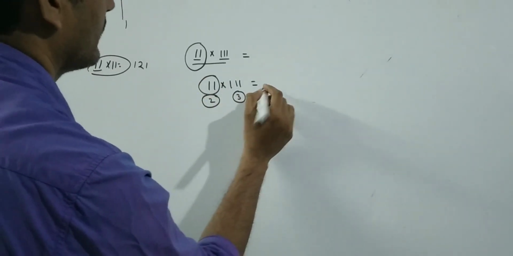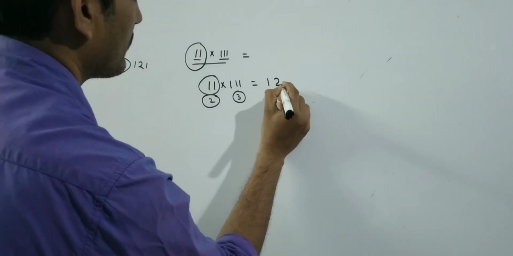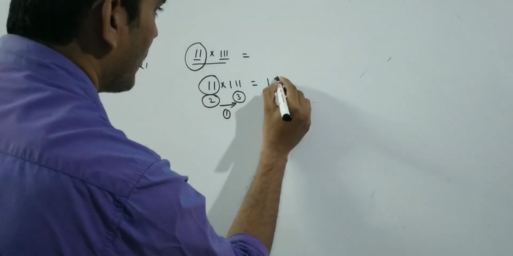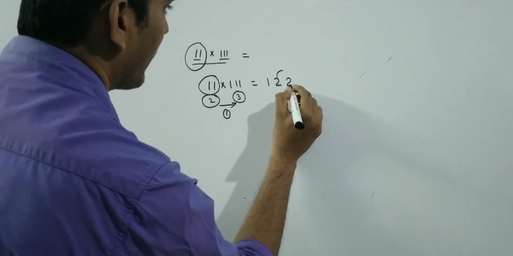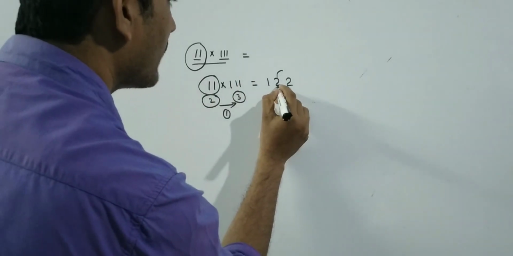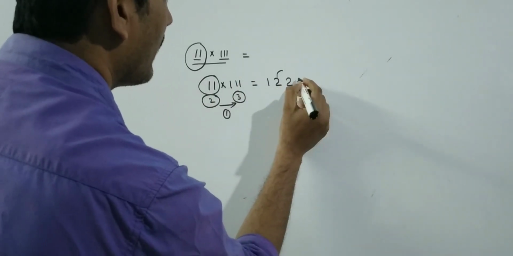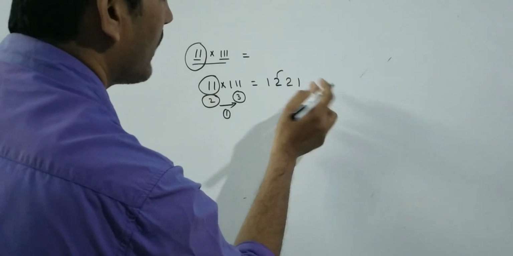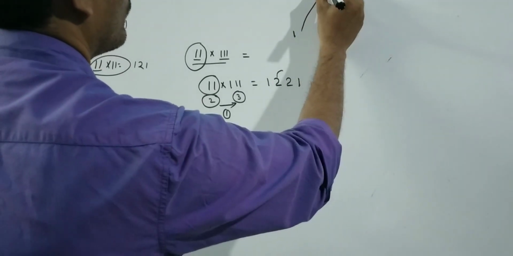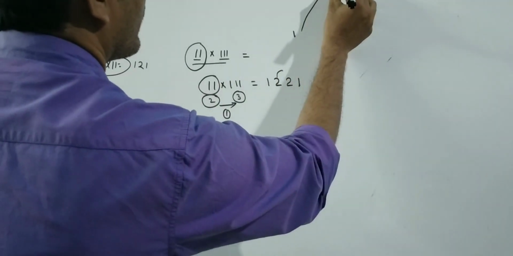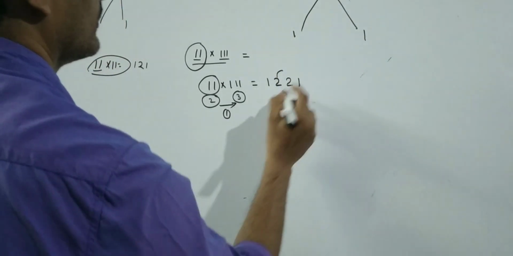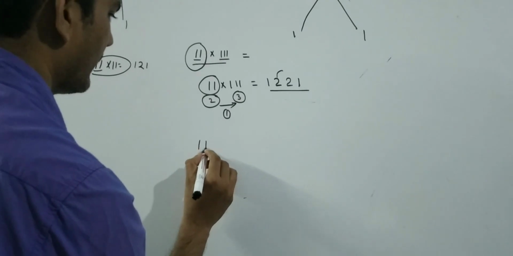So 2 digits are there, then first we have to write the 1, 2 series. What is the difference between these two numbers? 1. Then this last number we have to write again. The difference is 1, so we write the last number one more time. After 2, what will come? 1. Same formula, 1, 2. Difference is 1, again we write 1. See friends, 1, 2, 2, 1. This is the answer.